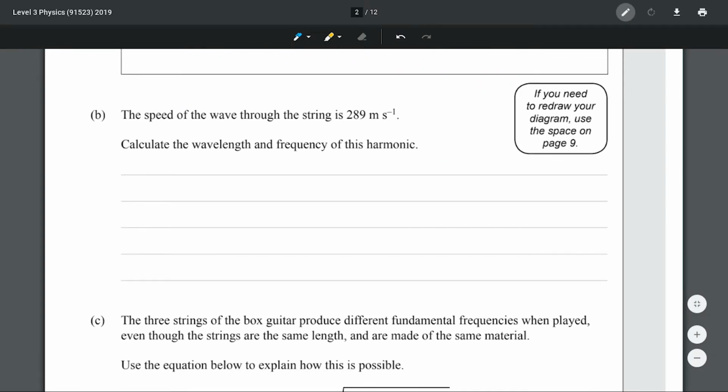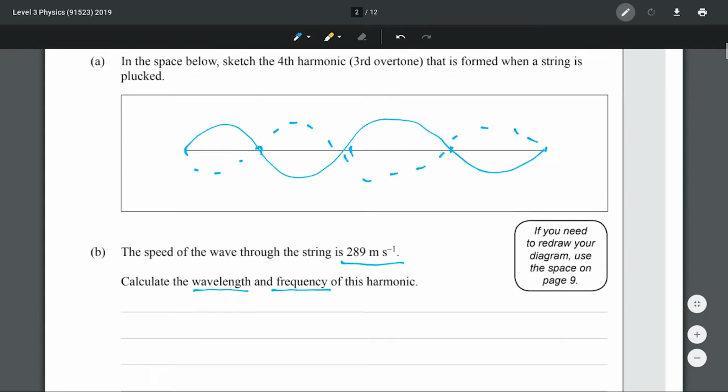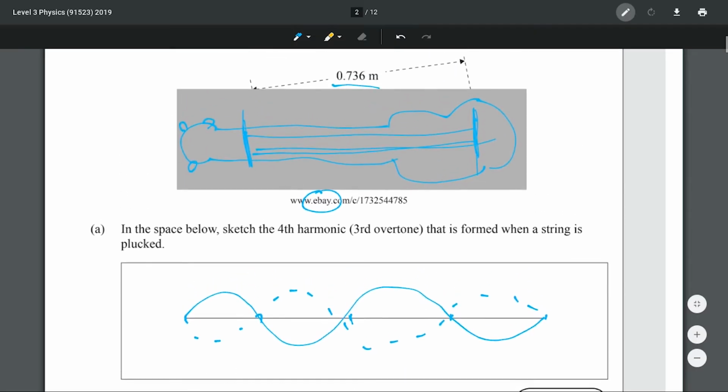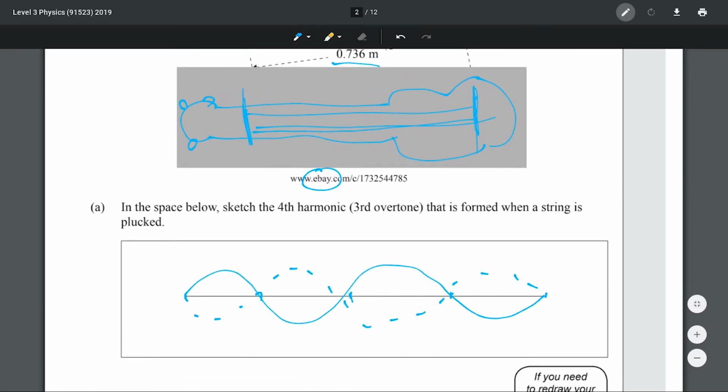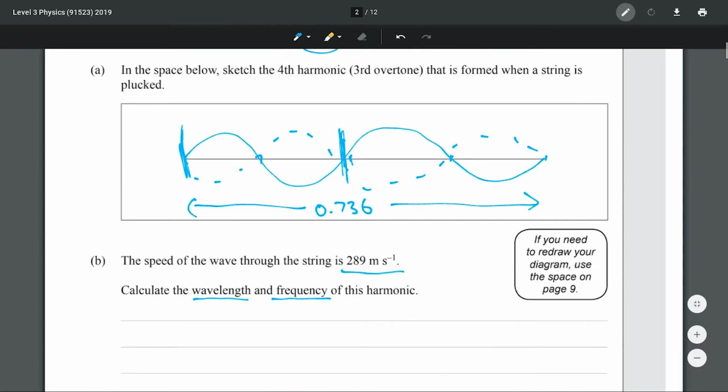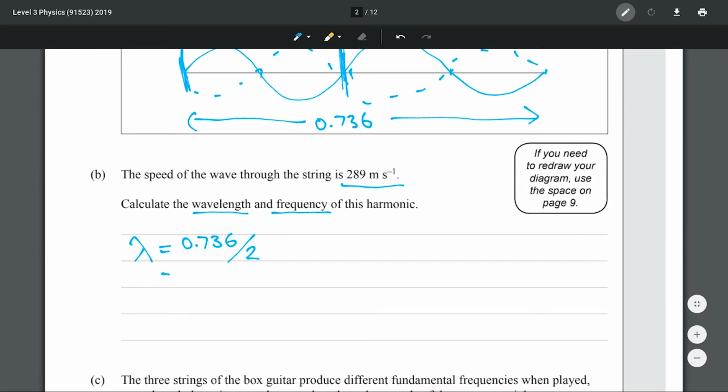The speed of the wave through the string is 289 meters per second, and we're asked to calculate the wavelength and the frequency of this harmonic. And so, knowing that our total length is 0.736, a full wavelength here is going to be half of that, which gives me 0.368 meters.